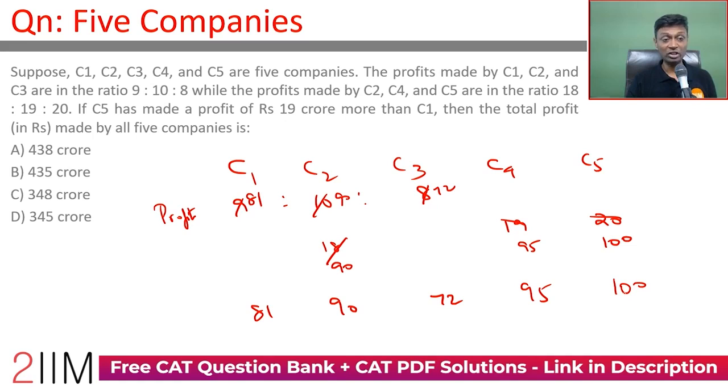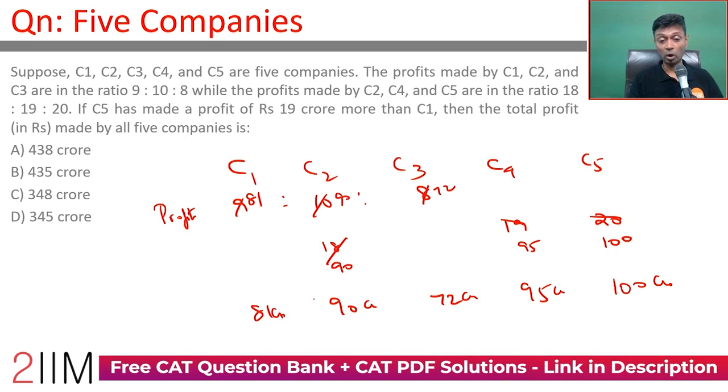C5 has made a profit of rupees 19 crore more than C1. C5 is 19 crore more than C1. Or this is 81 crore, 90 crore, 72 crore, 95 crore, 100 crore. The difference 100 minus 81 is exactly 19.